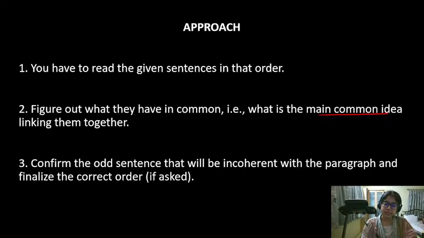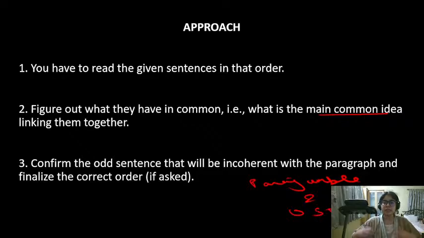Then वो जब मिल जाता है, then we have to check the order. We have to confirm the order of the sentences. Sometimes, okay, sometimes what can happen is you can get a para jumble and an odd sentence out question mix, a hybrid. Okay, sometimes that can happen. So if it is asked, you can put in the order as well by removing the odd sentence out.